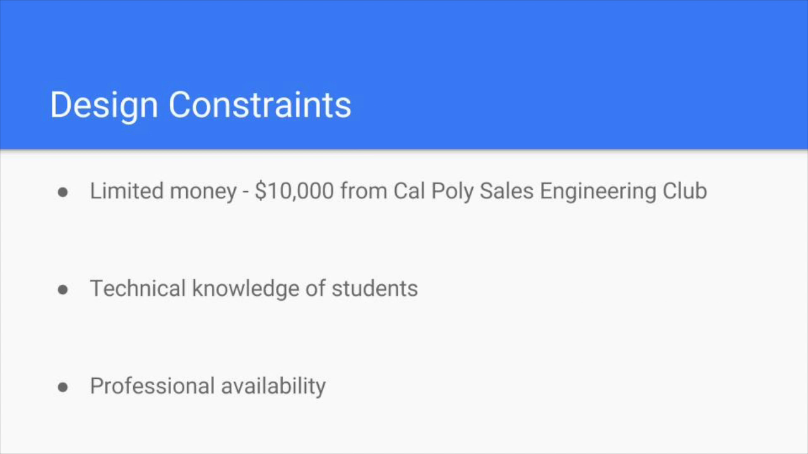Like any good project, there were a few constraints we had to think about while designing what we wanted to create. The first was limited money. Graciously, the Cal Poly Sales Engineering Club was providing us with a budget of $10,000 that we'd be aware of while we were creating this. This led us to make a fully allocated cost as well as a budget for the competition that we'll go into in later detail.